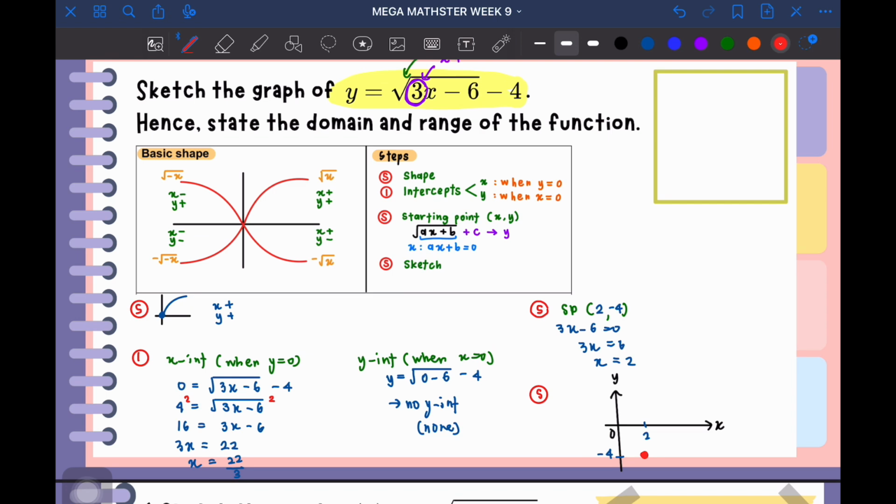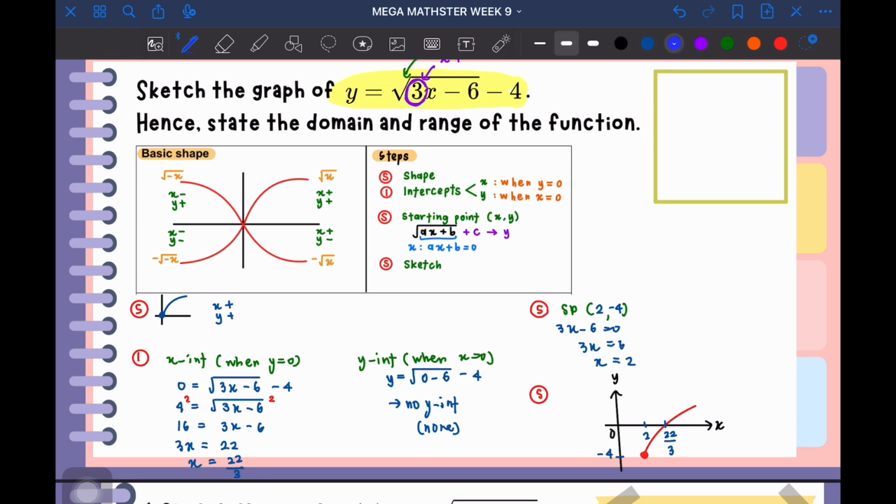Okay, so draw a dense circle like this, right? And then you know the shape is like this. Okay, so means that it's going that way. So our graph will be like this. Okay, so it needs to be a little curve, not a straight line. It needs to be curved. And then label your x-intercept. This one is 22/3. Okay, so that's it for your graph.